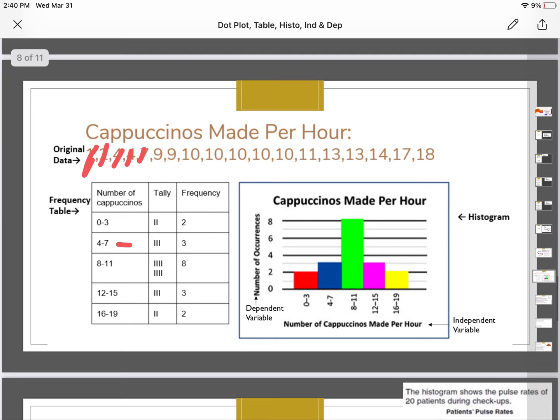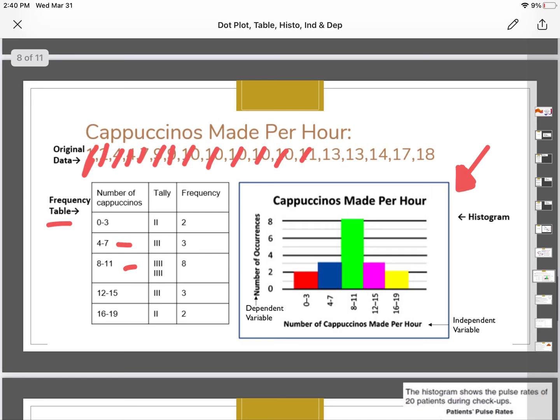And the frequency, they just wrote the number 3. For 8 to 10, or 8 to 11, 1, 2, 3, 4, 5, 6, 7, 8. So you can see they tallied 8 times, and then they wrote the frequency as 8. So you would keep going. Now, once you make your frequency table, then you make your histogram. So we will have more practice actually doing this whole process.